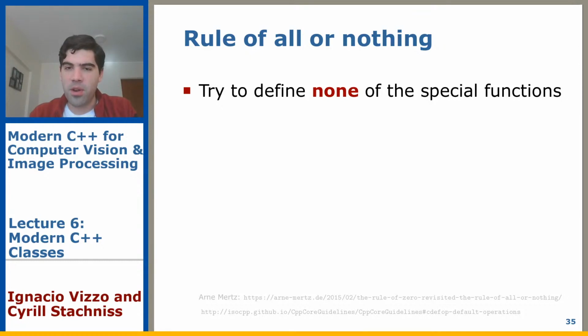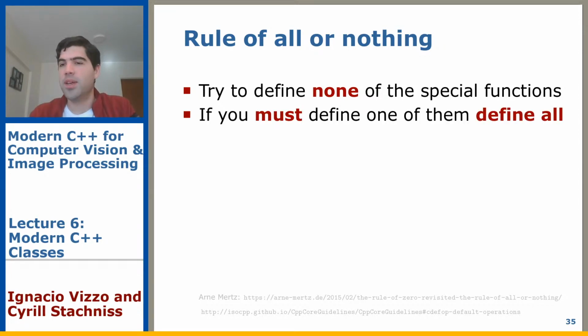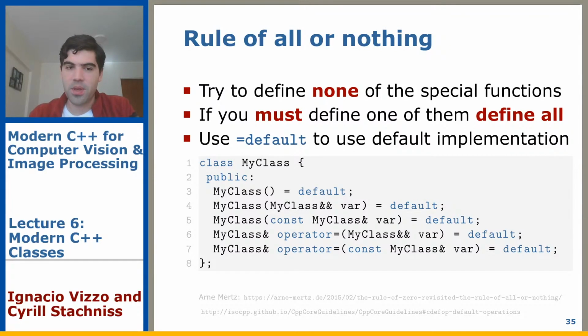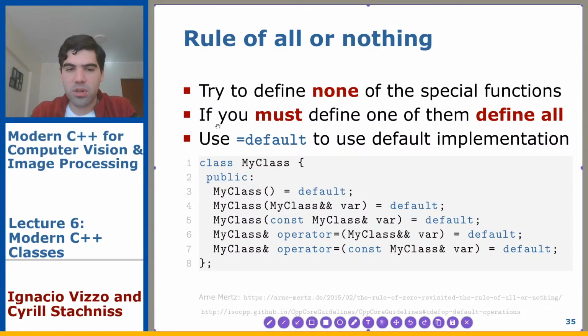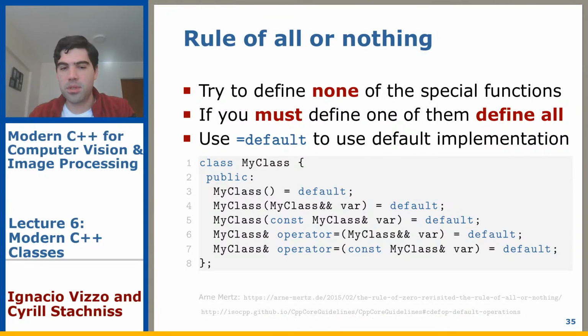So try to define none of the special functions, because usually the compiler will give you a better implementation unless you really need to do it. If you must define one of them, then you need to define all of them. And then if you want to, for example, just define the destructor, and you don't want to write the implementation for the other 5 special functions, then you just write equal default, and this will tell the compiler, okay, compiler, just use the one you were expecting to use. I trust you. So this is how you should use it.